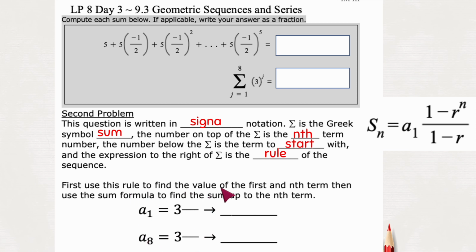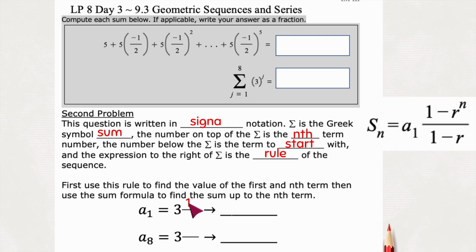So first, use the rule to find the value of the first and the nth term. Then use the sum formula to find the sum up to the nth term. Now, you may be asking, why am I finding the 8th term when I don't actually reference that here? If I take the common ratio here to the nth term, then I'll have this r to the nth power. It actually gives me the correct number here. So that's why I'm finding this term, because I can find this very quickly and then plug it in. You can also plug this into the formula without doing it this way. This is just the way I decided to do it.